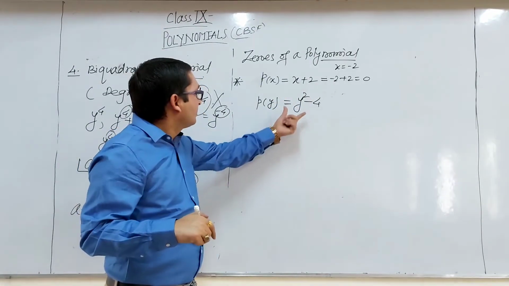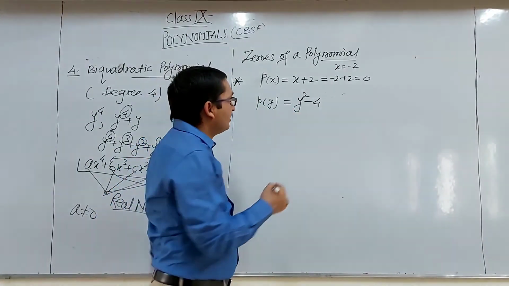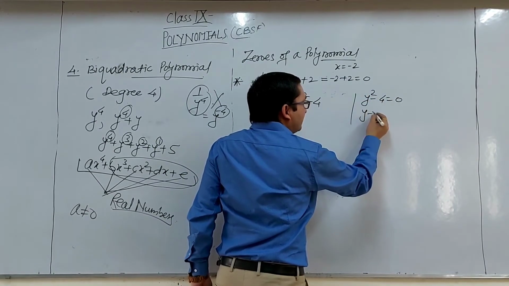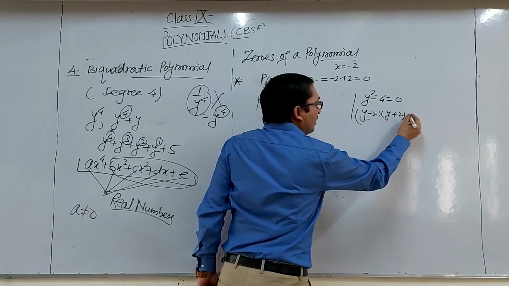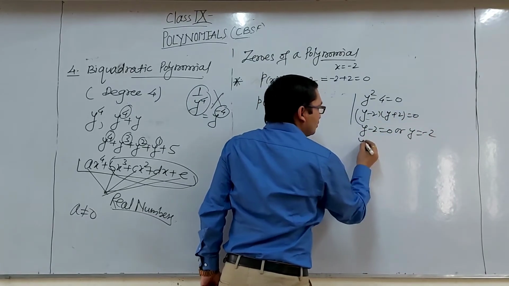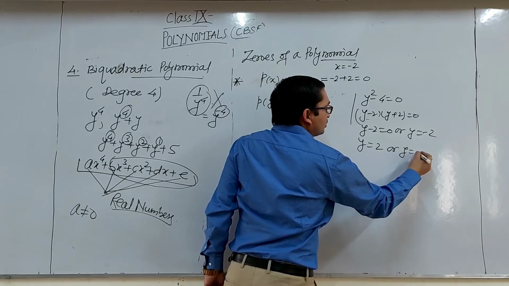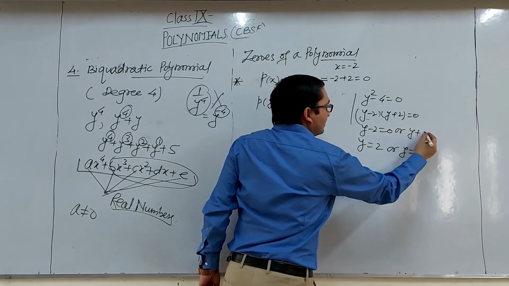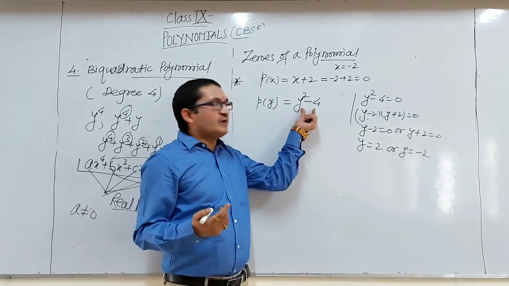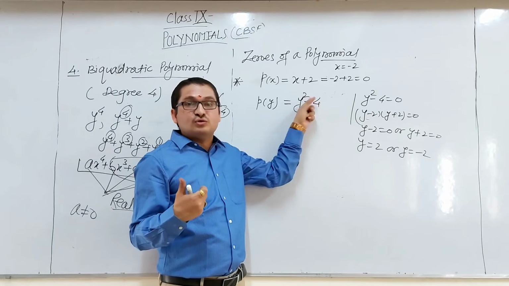Come here. Y square minus 4. If you want to find the zeros of this polynomial, what will you do? The best thing is to equate it with 0. Y minus 2 times y plus 2 equals 0. So y minus 2 equals 0, or y plus 2 equals 0. So y equals 2 or y equals minus 2. We are getting two values here because y square minus 4 is a quadratic polynomial, where the degree of the variable is 2.